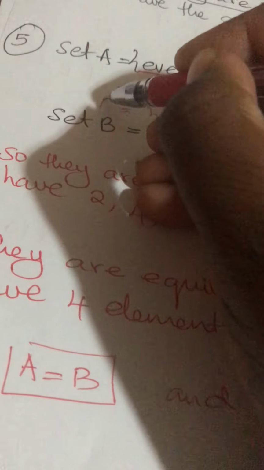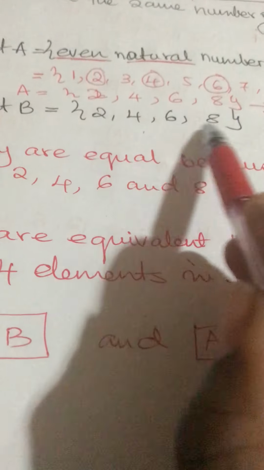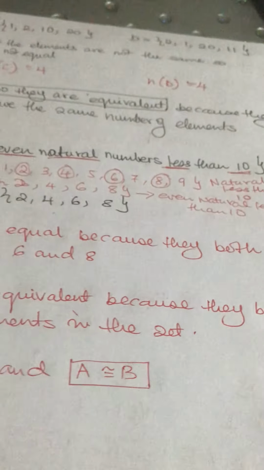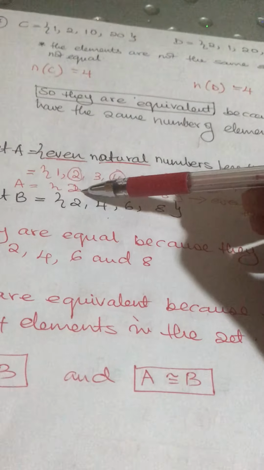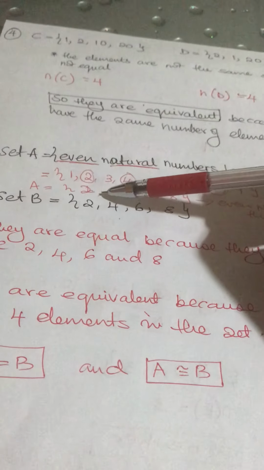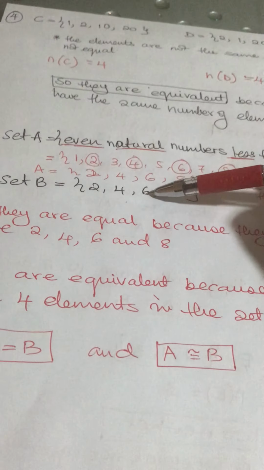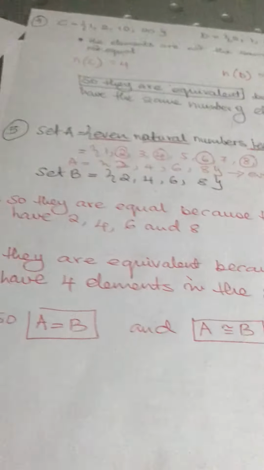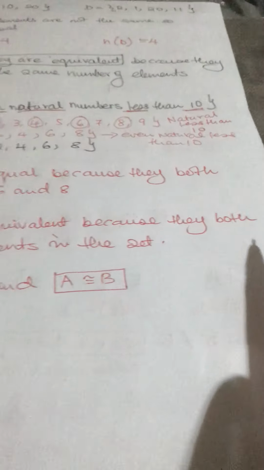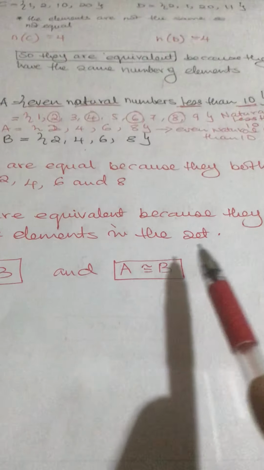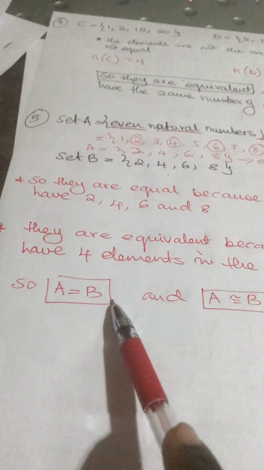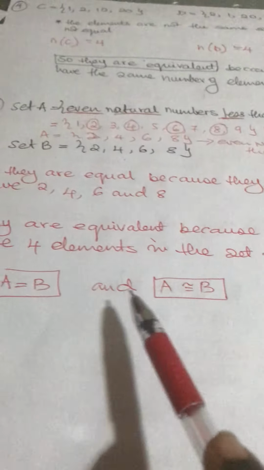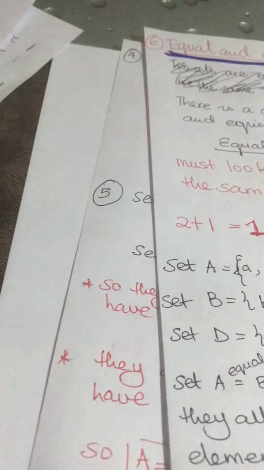So this is A. And then this is set B. The question gave this to us. And if you can see, you have the same numbers and you have the same amount of numbers. Okay? So they are equal because they both have 2, 4, 6, and 8. They are also equivalent because they both have 4 elements in each set. So A is equal to B and A is equivalent to B. And that's it. I don't think I forgot anything else.